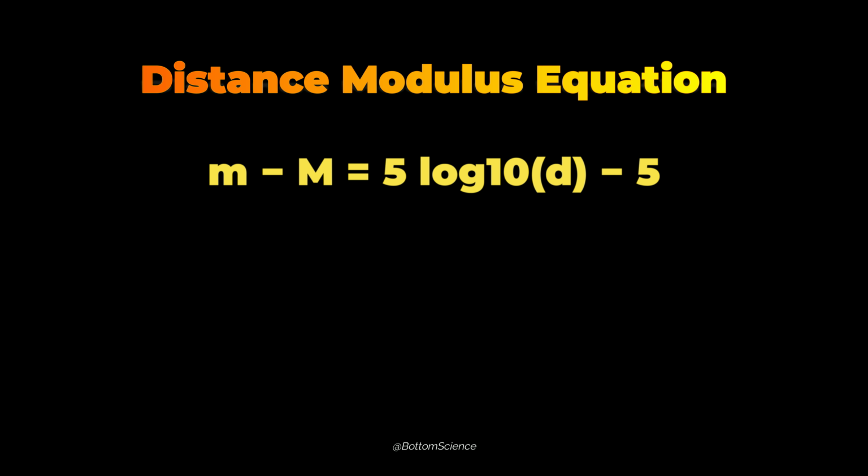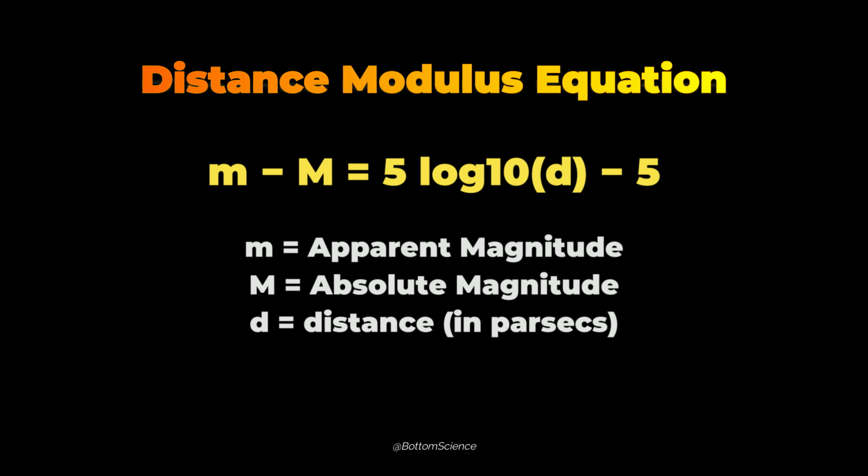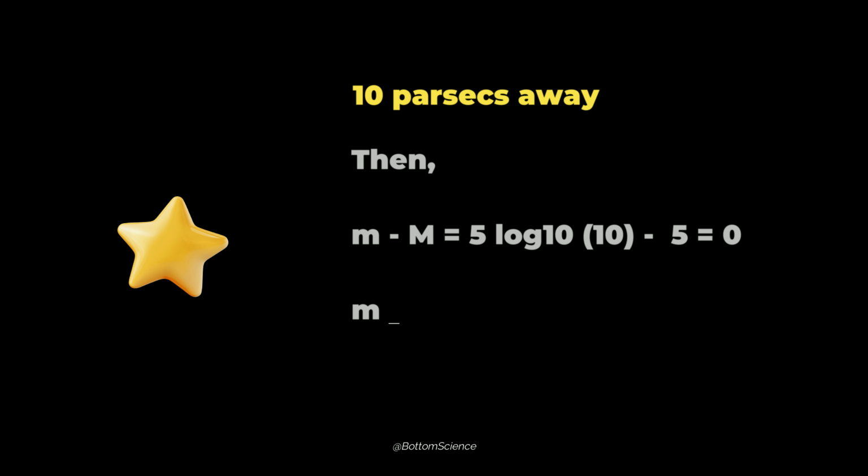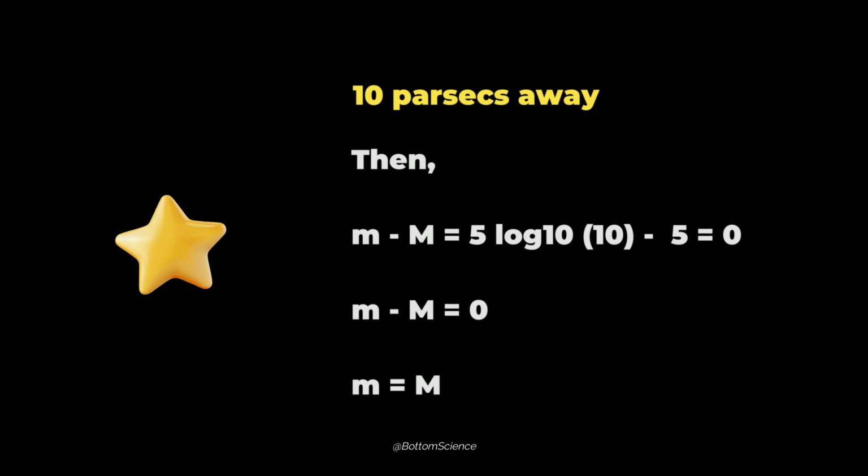This equation is called the distance modulus. Let's decode it. m means apparent magnitude, M means absolute magnitude, d is distance measured in parsecs. Looks complicated. Let's use real numbers. Suppose a star is exactly 10 parsecs away, then apparent magnitude and absolute magnitude become exactly the same. Pretty clever.